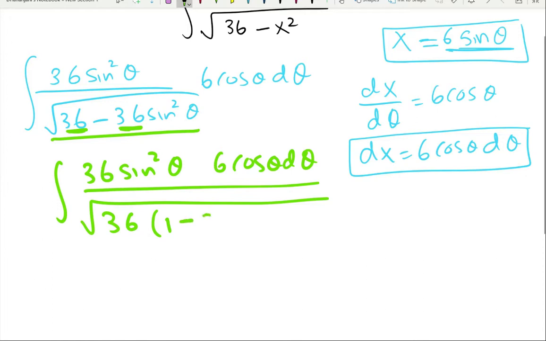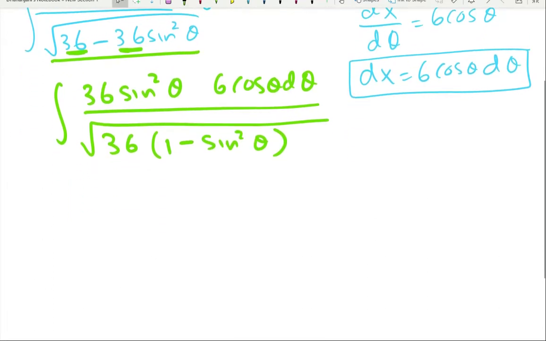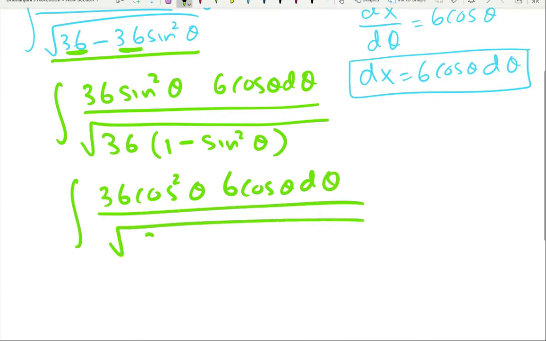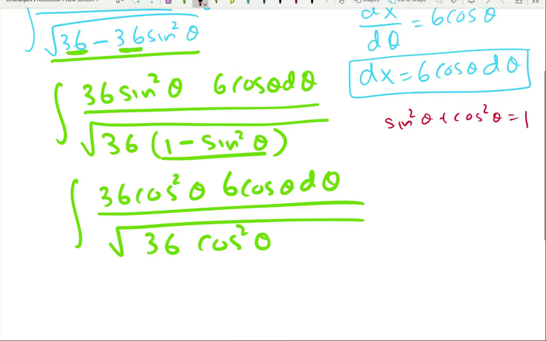So 1 minus sine squared theta. Now, 1 minus sine squared theta is what? Cosine squared theta, right? That's from the Pythagorean identity. Hope you remember that. So 36 times 1 minus sine squared theta is 36 cosine squared theta. Let me write it again. Sine squared theta plus cosine squared theta is equal to 1. So if you take the sine squared theta term to the other side, cosine squared theta is 1 minus sine squared theta. We already know that.